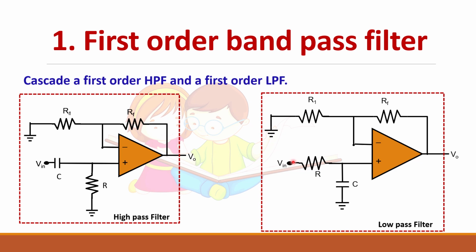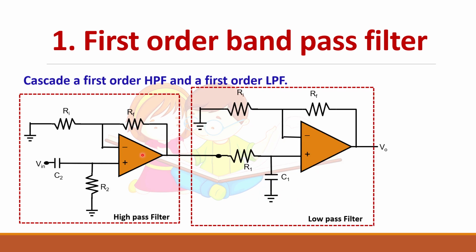So what you have to do? You have to connect the input to this output. So we are cascading. Let us draw the combined circuit. This is the final bandpass filter. Just cascade the high pass filter and low pass filter, and you will get the bandpass filter.